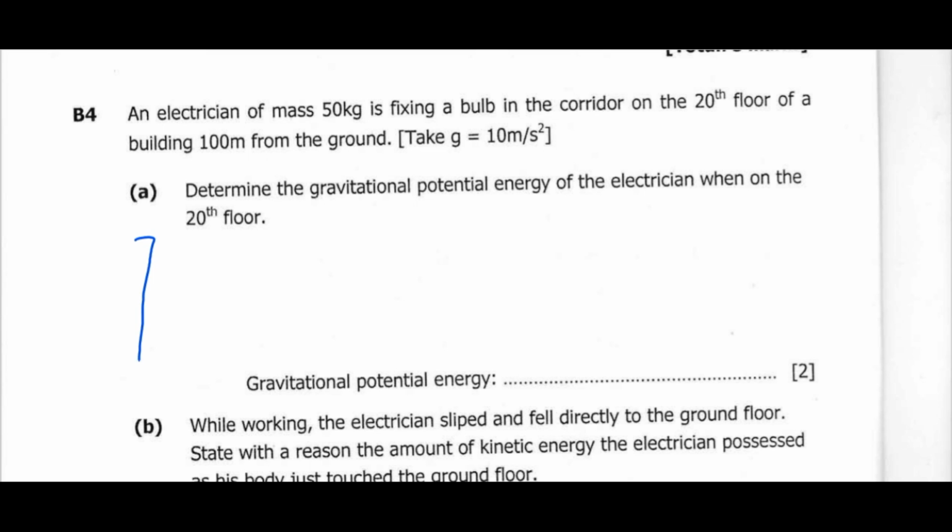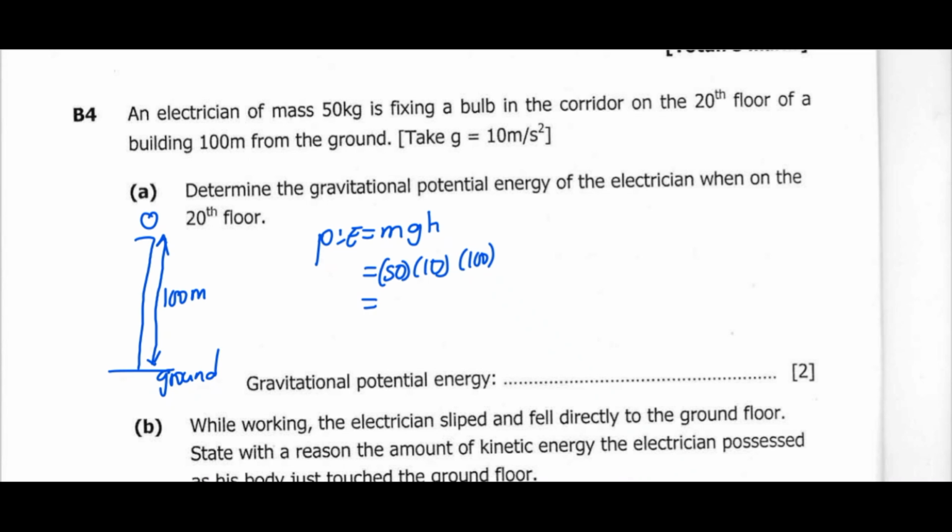So we'll say this is our ground here. Then the electrician is somewhere here. The height between the position where this person is and the ground is 100 meters. So we know that potential energy is equal to mass times gravity times height. Our mass is 50 kg, gravity is 10, height we know is 100. So this will give us 50,000 joules.